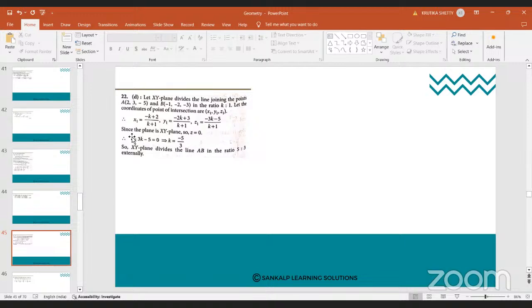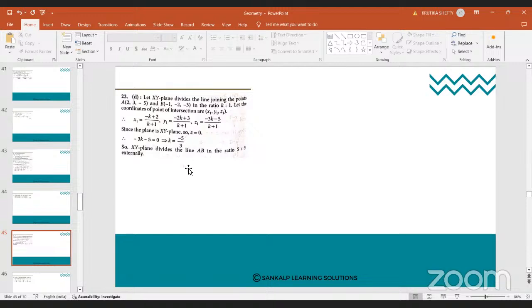Now see, since the plane is xz plane, its z coordinate will be equal to 0. So whatever the z coordinate is there, you equate it to 0. On simplifying, we get k equal to -5/3. Okay, so -5/3 is the right answer.